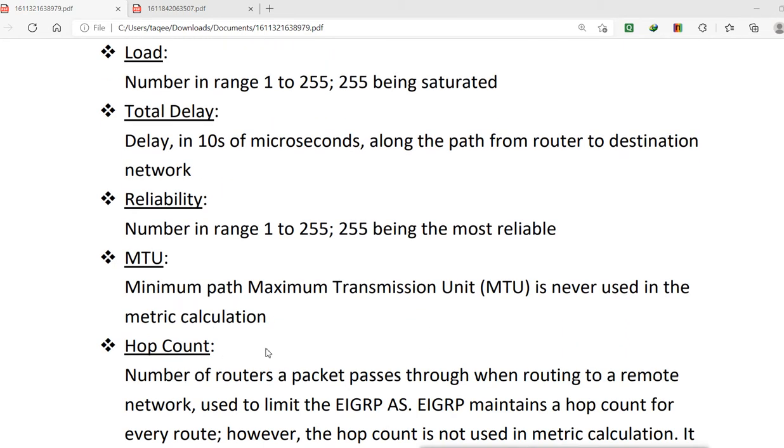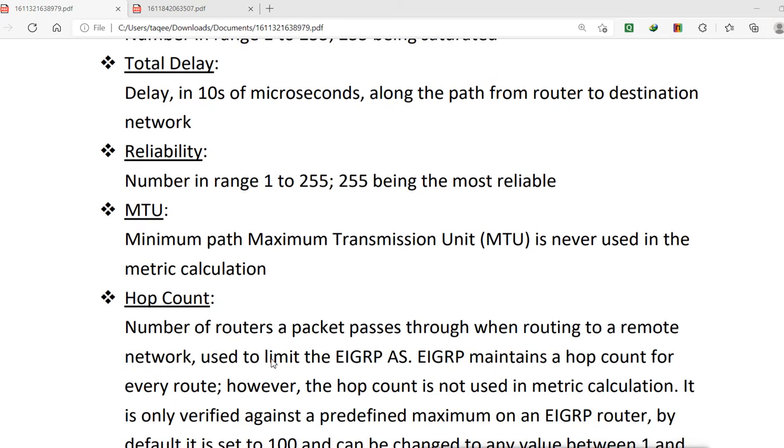Then it also has a hop count, because remember EIGRP is actually a distance vector protocol. It is an enhanced version of IGRP, and IGRP was a distance vector protocol. So IGRP is also a distance vector protocol, and this one is also a distance vector protocol. Distance vector protocols check the hop counts like RIP. So EIGRP also has a metric of hop count. That means the number of routers a packet passes through when routing to a remote network, and it is used to limit the EIGRP autonomous system.